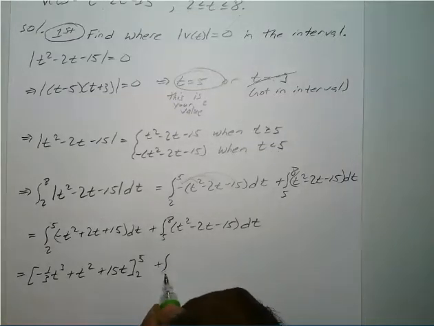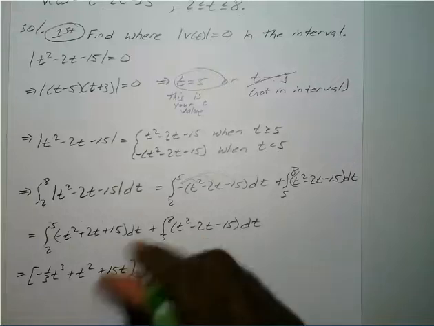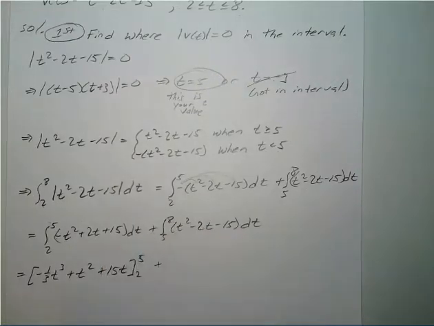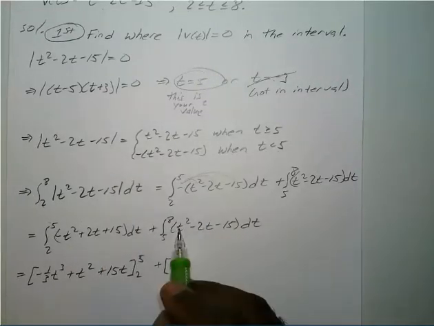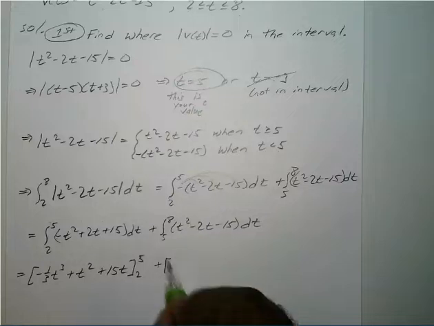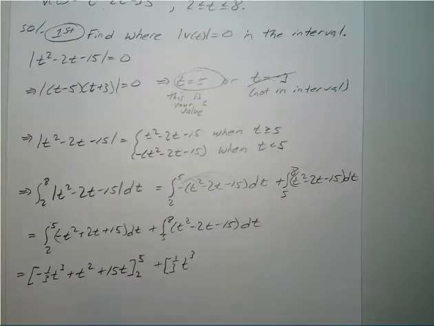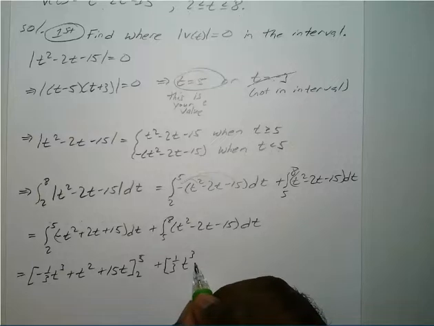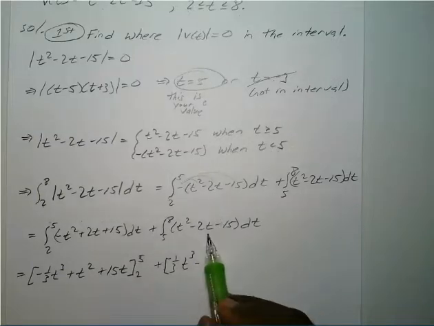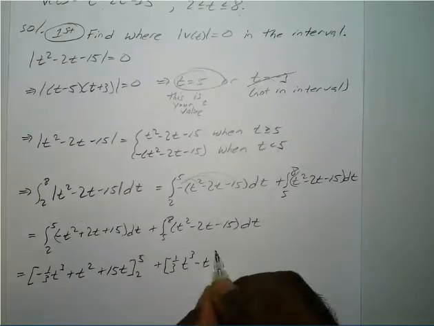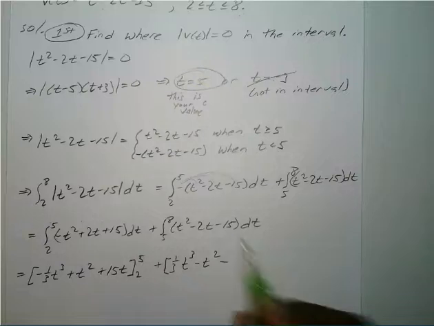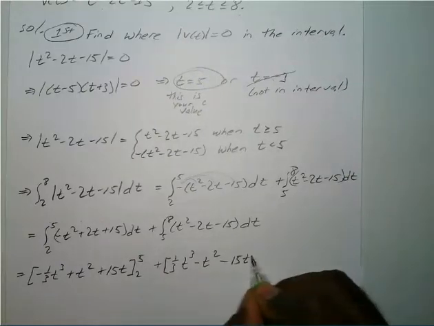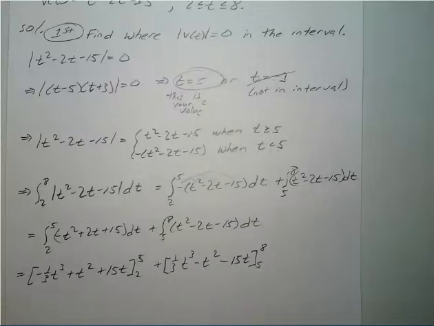Plus, we have from 5 to 8. The integral of t squared is just t to the third over 3, so you have 1/3 t to the third. Minus, again, you have t squared over 2, so that's just minus t squared, minus 15t. And that's from 5 to 8.